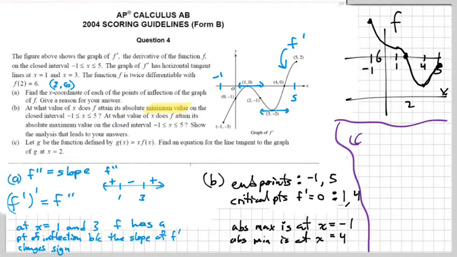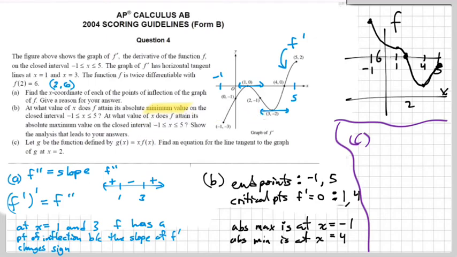Okay, last one, let's do the C. Okay, C says, let G be the function defined by G equals x times f. So we got a new function here, G. Take time to soak that in. That's the first time we saw G, so we gotta make sure we understand that. Find the equation for the line tangent to the graph of G at x equals 2. So G is this, and we gotta find the tangent line.